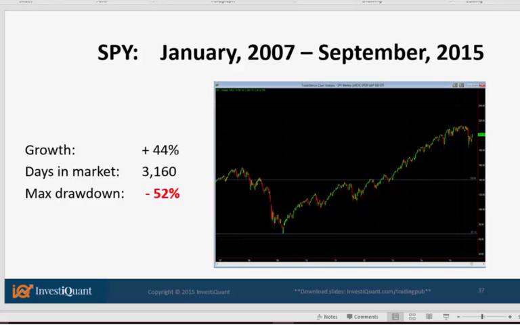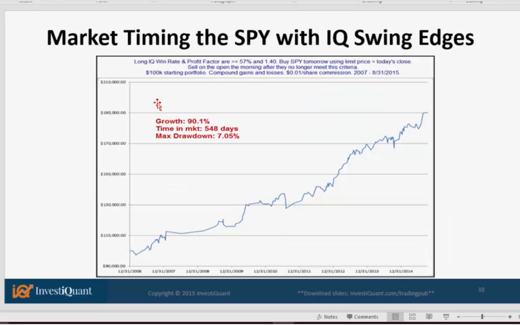So anyway, from 2007 to 2015, the market saw a 44% rise. There were 3,160 market days, and there was a max drawdown in here of 52%. If you instead decided, all right, I'm just going to trade when the odds appear to be in my favor, based on the average of the IQ guides, it's about as strict as I get in most of the research I publish: 57% win rate and a 1.4 profit factor.